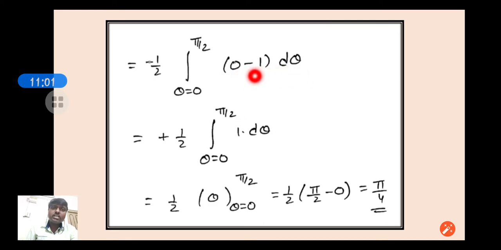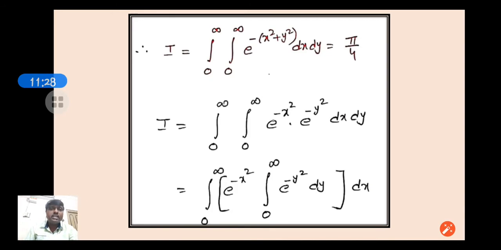So finally, minus of minus gives plus 1 by 2 integral theta equal to 0 to pi by 2 of 1 d theta. So 1 by 2 into the integration of 1, which is theta, under the limits theta equal to 0 to pi by 2. Replacing the upper limit pi by 2 minus the lower limit 0, we get 1 by 2 into pi by 2, that is nothing but pi by 4. Okay, so here we calculated the integration 0 to infinity e power minus x square plus y square dx dy. The value of this integration is pi by 4.